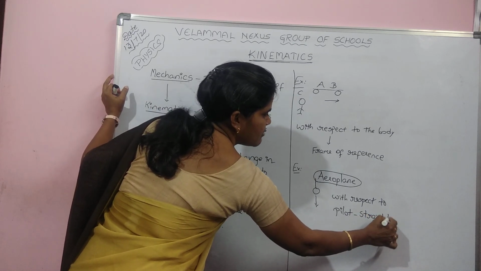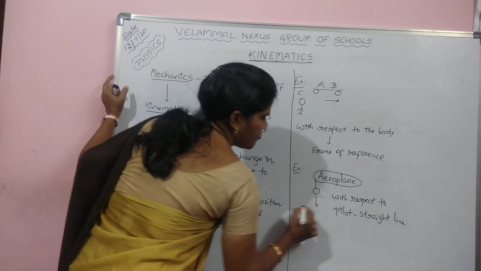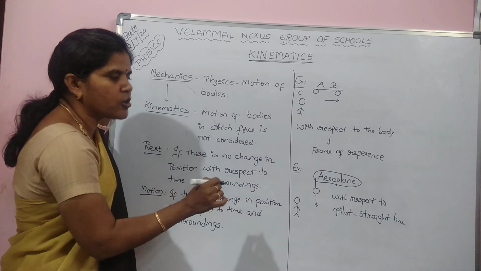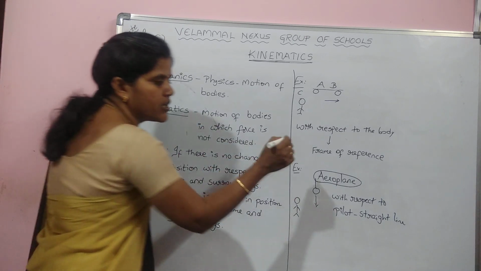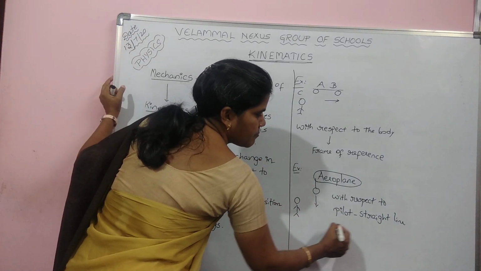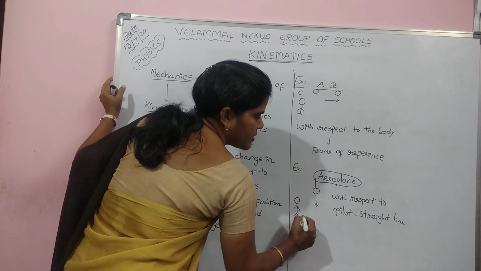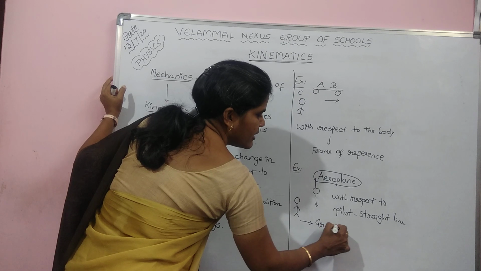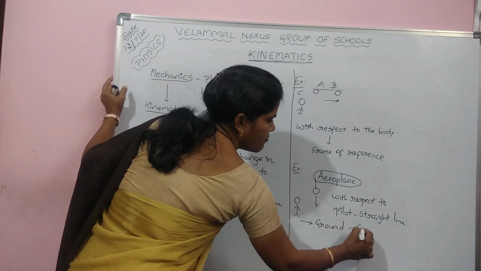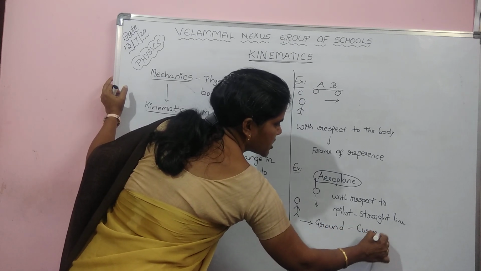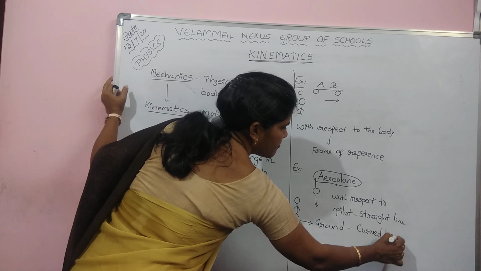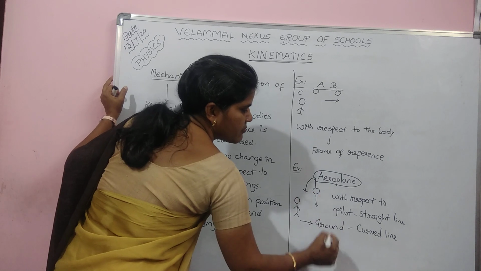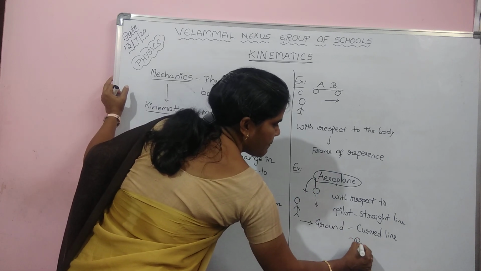Suppose the same stone is observed by the observer on the ground, then it will be a curved line, which we call a parabola shape. Curved line, it will be like this. That is, we call it a parabola.